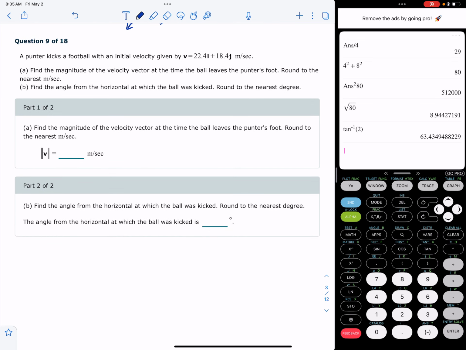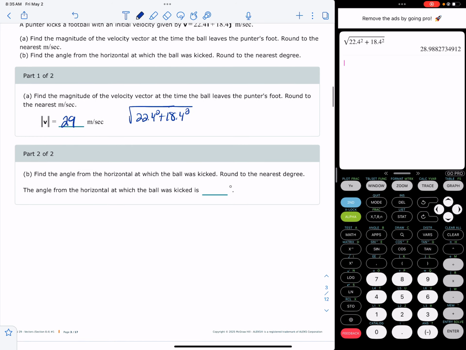A kickboxer problem gives us the vector. Find the magnitude of the velocity vector at the time the ball leaves a punter's foot. Round to the nearest meters per second. So square root of 22.4 squared plus 18.4 squared, and we get 28.9882. Round to the nearest whole number, so 29.